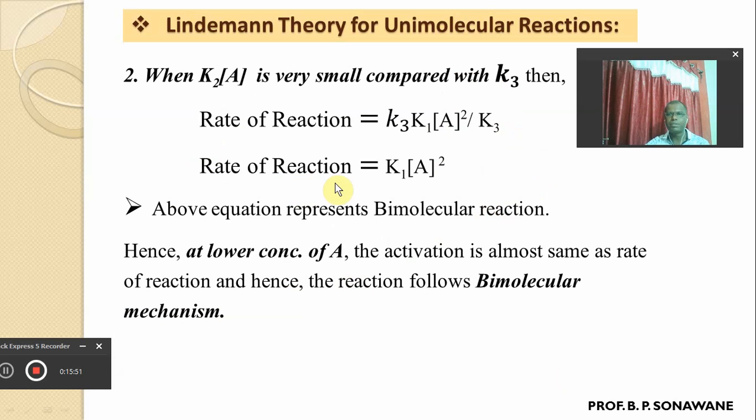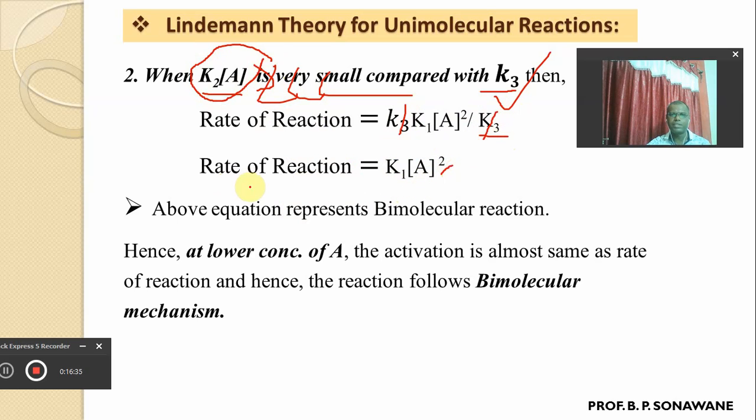Instead of this, in the second case we consider that the value of K2 into A, which was very large in the earlier case, is now very small compared to the value of K3. Then in this case, what happens? K2 into A is nearly negligible, nearly equal to 0, and in the denominator only K3 will remain. So this K3 and K3 will get cancelled, and we will have the equation for the rate of reaction as only K1 into A square.